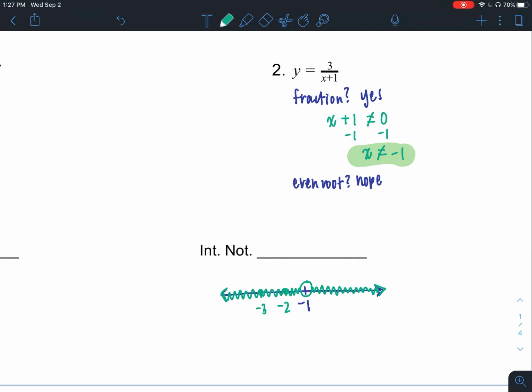So let's just focus on the left here. I wish there was a way I could cover up half of the screen.